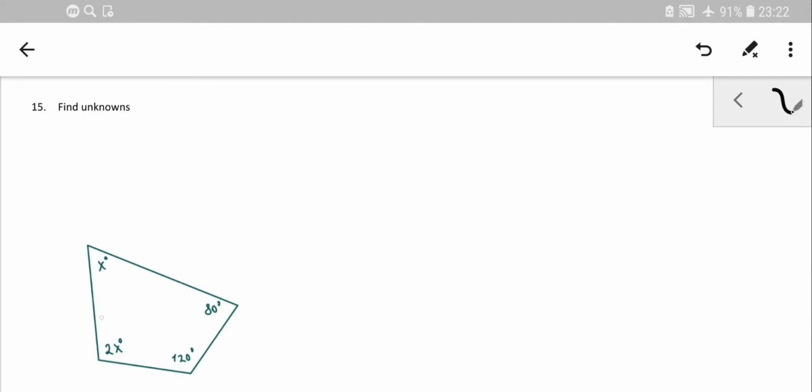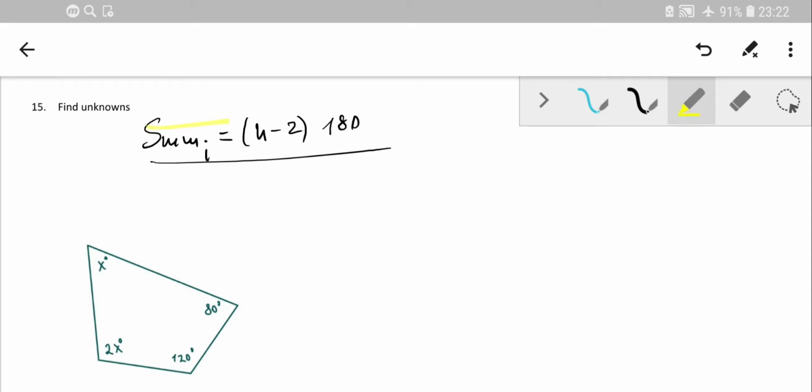1, 2, 3, 4. That's a four-sided shape, so we just need to use the formula for the sum of all internal angles. Whoever doesn't remember how it works and why it is so, just watch my proof about polygons. Why is that so? And here we just apply a ready-to-use formula. All right, so let's see.